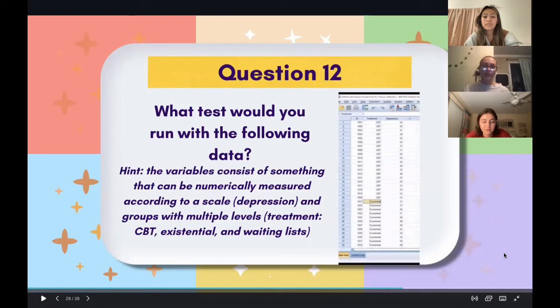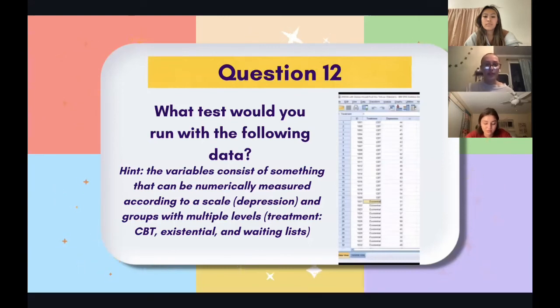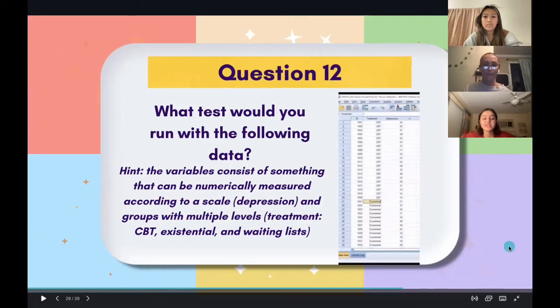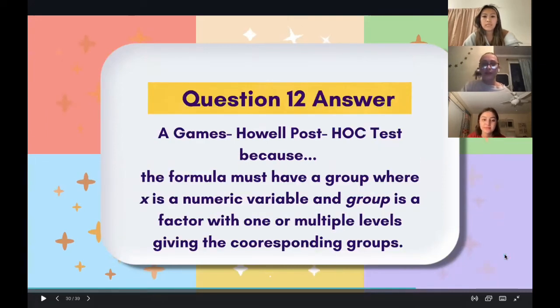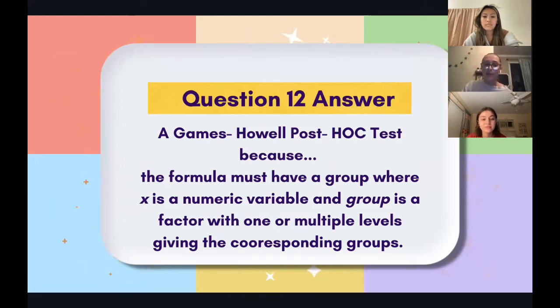Moving on to question 12. What test would you run with the following data? I'll give you guys a hint. The variables consist of something that can be numerically measured according to a scale, such as depression, and groups with multiple levels, such as treatment, CBT, existential, and waiting lists. I think this one is the Games-Howell. That is correct. It's a Games-Howell post-hoc test because the formula must have a group where X is a numeric variable and group is a factor with one or multiple levels, giving the corresponding groups.